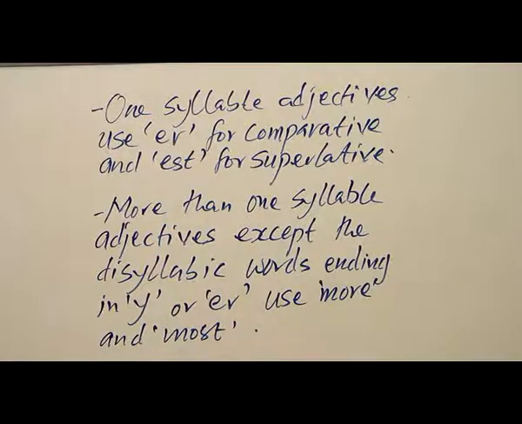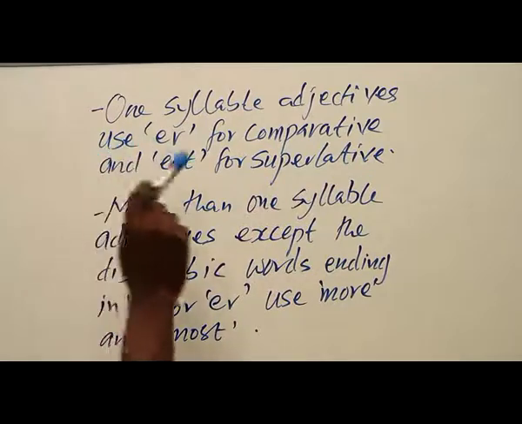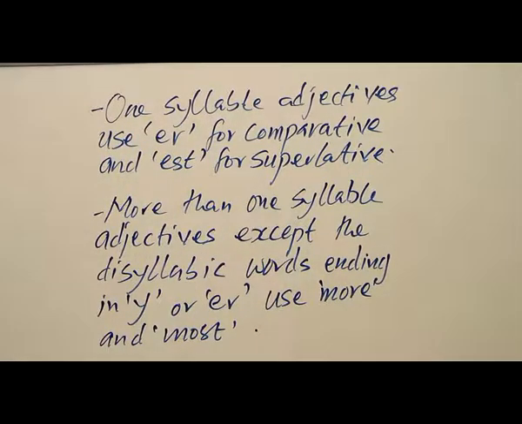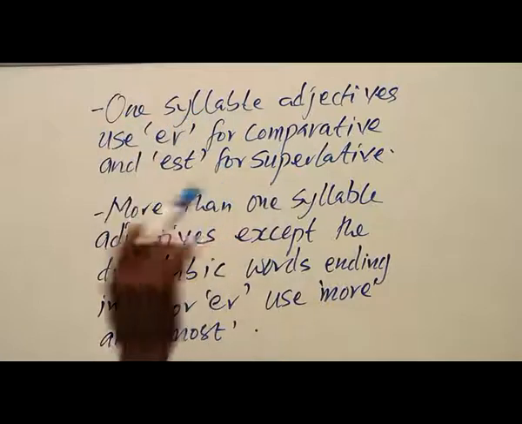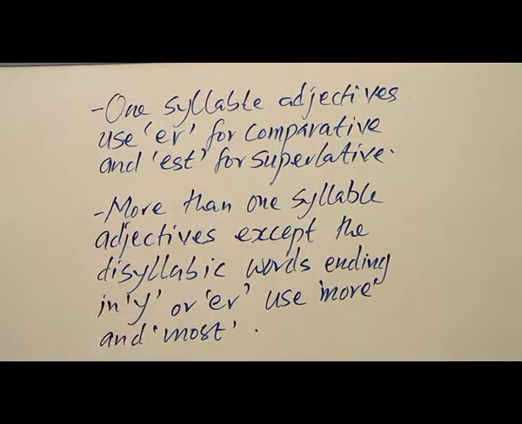Now let's take the first rule on comparative and superlative adjectives. One syllable adjectives use ER for comparative adjectives and EST for superlative adjectives. That is, if the word has one syllable, for example, the word tall, the comparative form, that is, if you are comparing two things, will be taller. Then, if it is more than two things you are comparing, it will be tallest. That is the point. So, for one syllable adjectives, we simply add ER and EST, and then maybe make some alteration if necessary. Then we'll look at rule number 2.